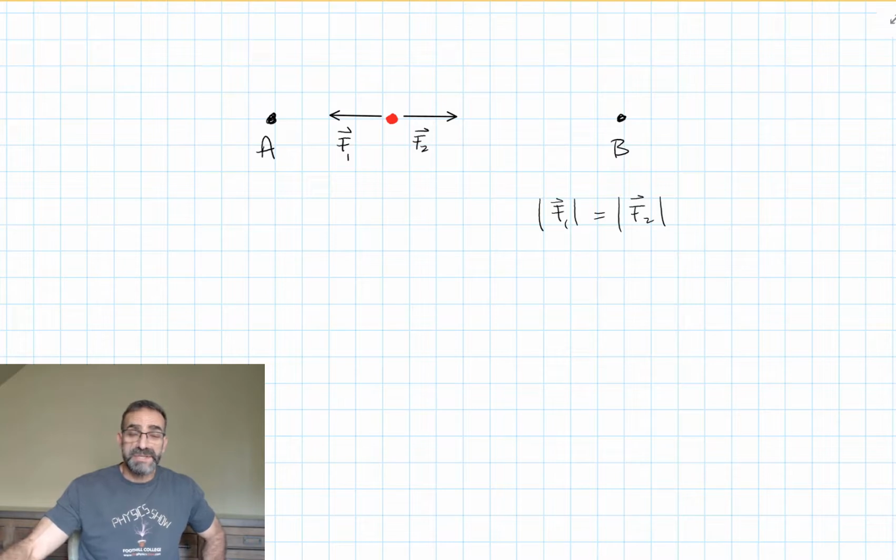Let's make sure you understand work by looking at a couple of quick examples. Here we have an object, my red dot, moving from point A to point B, while under the influence of two constant forces, F1 and F2, that are equal in magnitude. Is the total work done on our object by force F1 positive, negative, or 0?